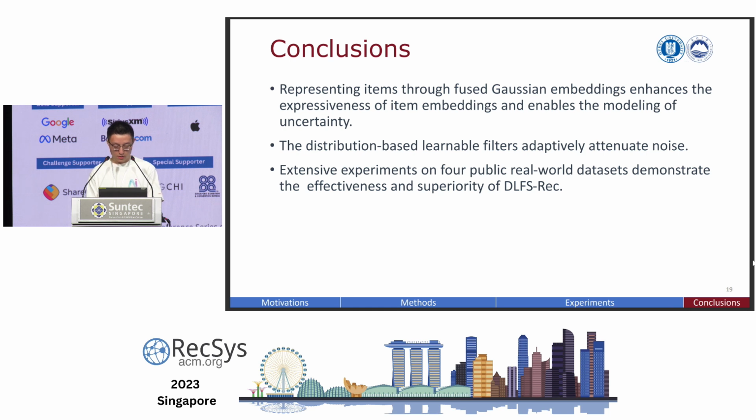In our work, the utilization of fused Gaussian embeddings to represent items not only enhances the expressiveness of item embeddings, but also enables effective modeling of uncertainty. Additionally, the distribution-based learnable filters work adaptively to attenuate noise. We have extensively validated the effectiveness and the superiority of our method through experiments conducted on 4 datasets.